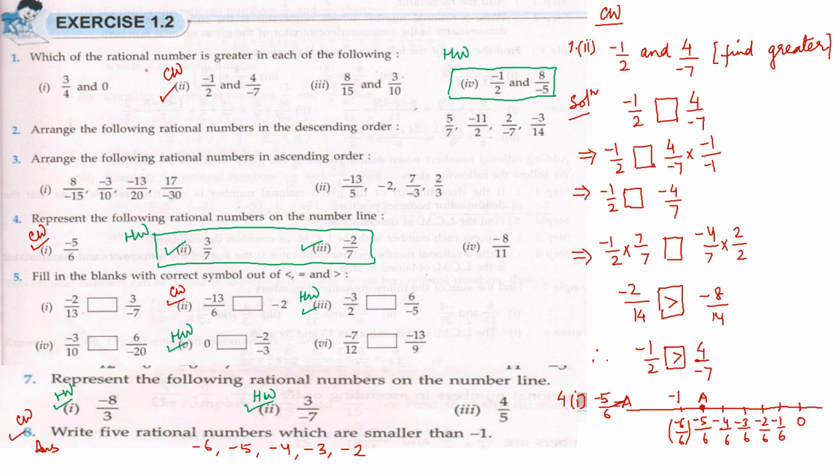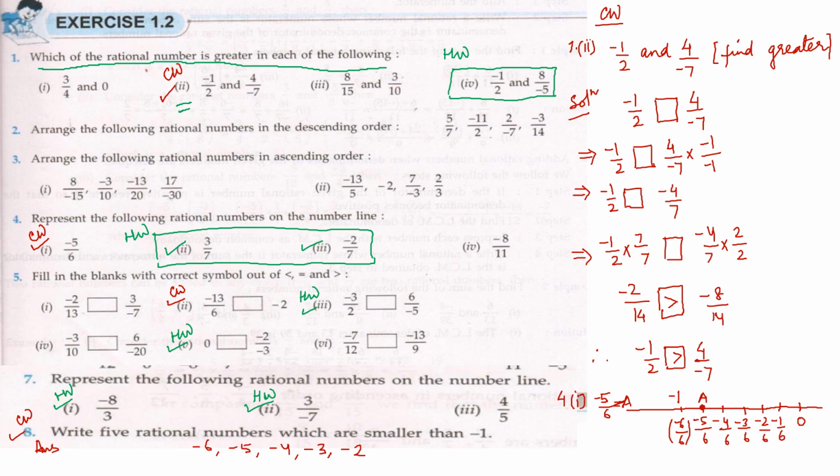Moving on to the first question. Which of the rational numbers is greater in each of the following? When they ask greater or smaller, we have to compare. Let us take the second sub part of question number 1. It is minus 1 by 2 and 4 by minus 7. So I am writing it like this: minus 1 by 2 with a box, and 4 by minus 7.